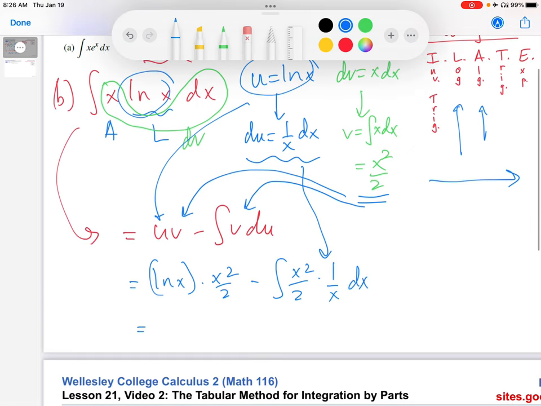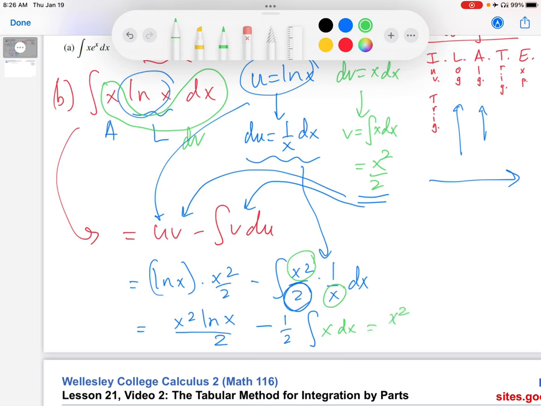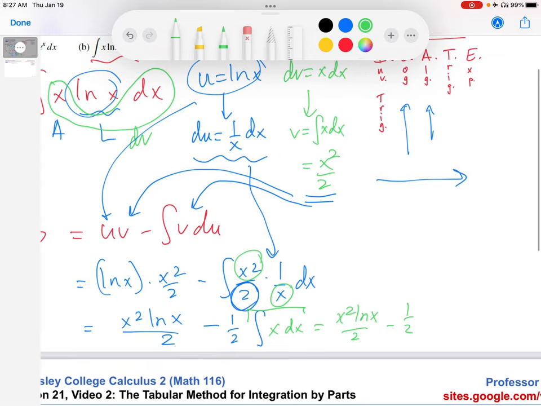Great. So we have x squared ln of x all over 2 minus, I'll bring out this 2 over here, 1/2 integral of, and then we can cancel one of these x's with one of these, x dx. So x squared ln of x over 2 minus 1/2, and then we integrate this. We do our check. Our check now is, is the integral we got simpler than the one we started off with? Definitely. We know how to do this one.